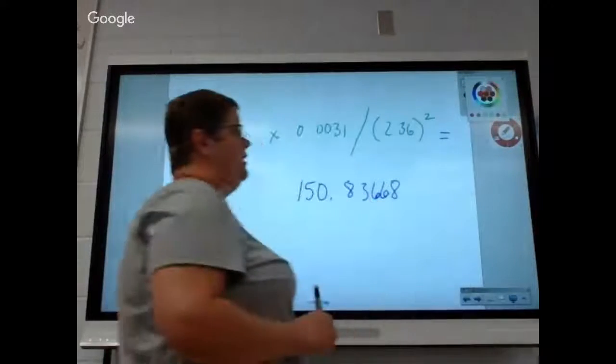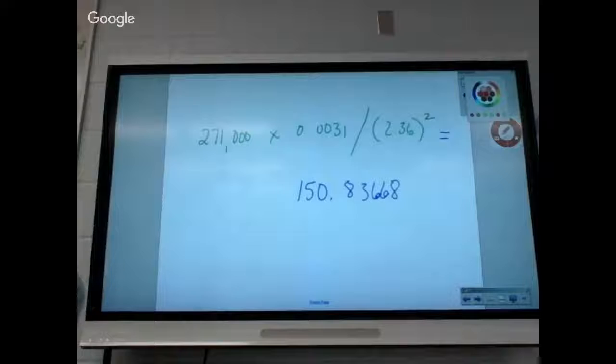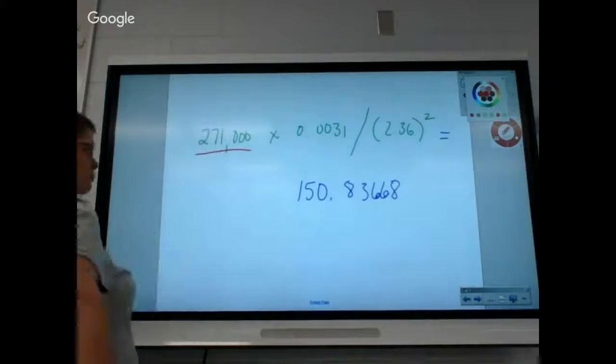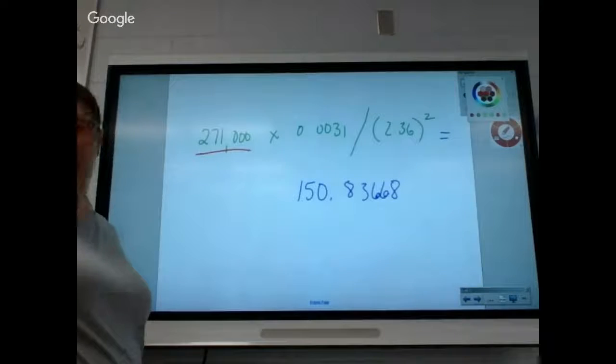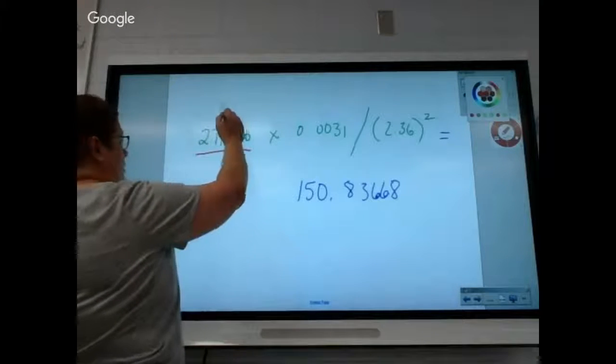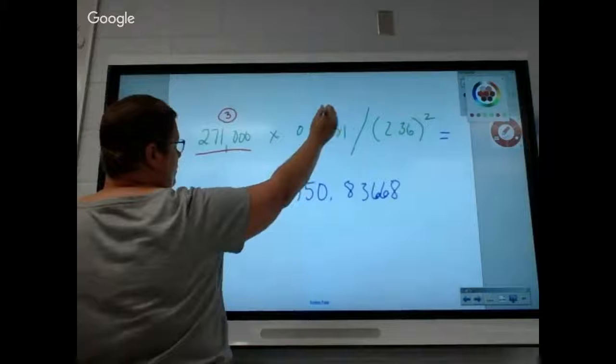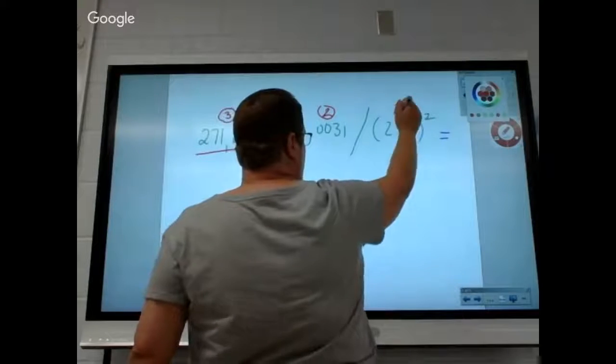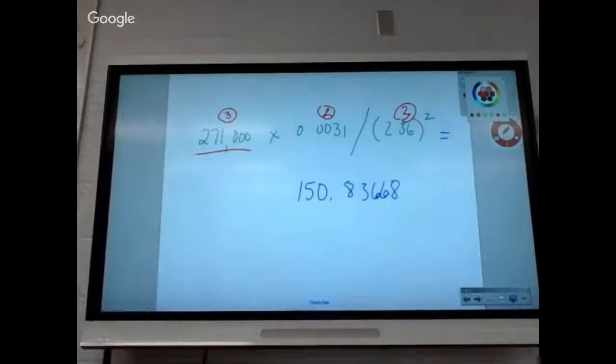I have significant digits this time instead of decimal places, right? So how many significant digits do I have in this number? 3. Okay, 3, right? Because I don't have a decimal. So 3, how many here? 2. And how many here? Okay, so I got 3, 2, and 3.